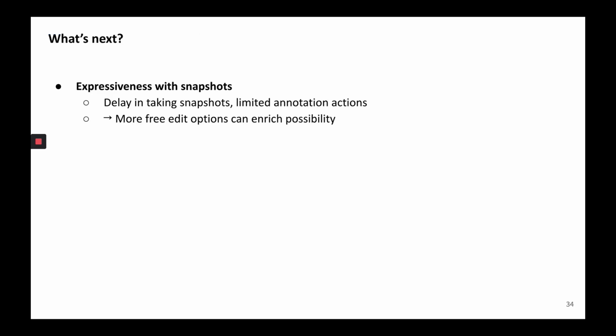Our study identified how people use snapshots and how snapshots affect their interaction. For future work, we plan to address the following points. First one is about expressiveness with snapshots. A few seconds of delay in taking snapshots and limited edit actions on snapshots might prevent users from describing what they want. Allowing users to edit the snapshot more freely can enrich their possibilities.